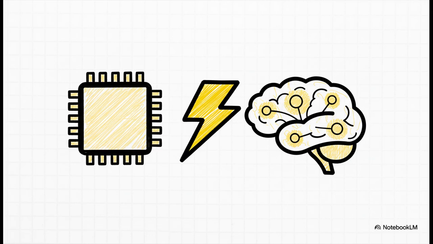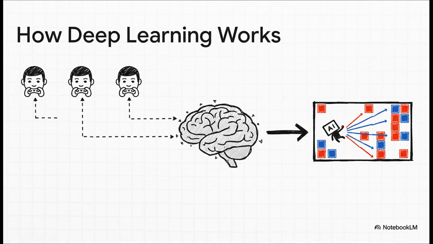This is where deep learning comes into the picture. You can think of it as a super-powered, more advanced type of machine learning. And the key inspiration behind it is actually the incredible structure of our own brains. So how does this work? It uses these complex things called neural networks.